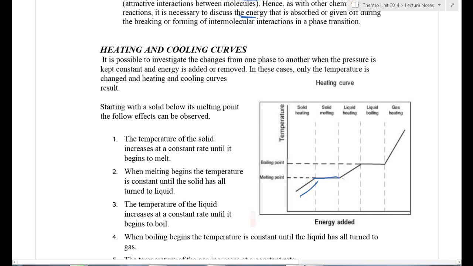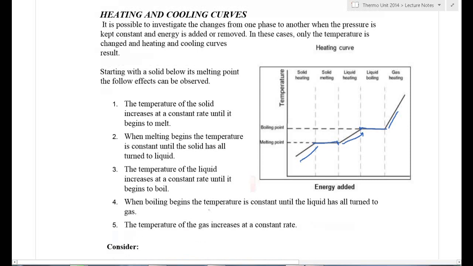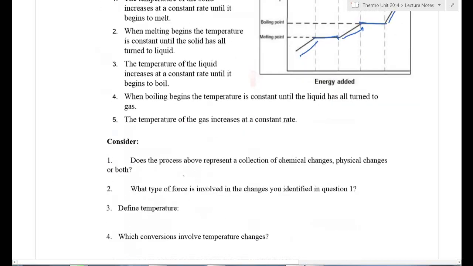So on the plateaus, you have the phase changes occurring, and all the energy is being used to break the IMFs. Once I have pure liquid here now, I heat it up, I warm it up until it reaches its boiling temperature. Once it's reached its boiling temperature, it stays on a plateau until all of the liquid has been converted into gas. All the energy here is being used to break the intermolecular attractions between the molecules. And then I have a gas, and the gas gets heated. Okay. So let's answer these questions.